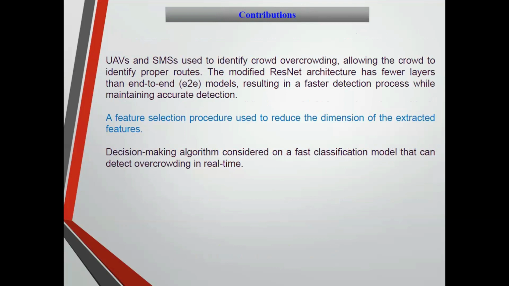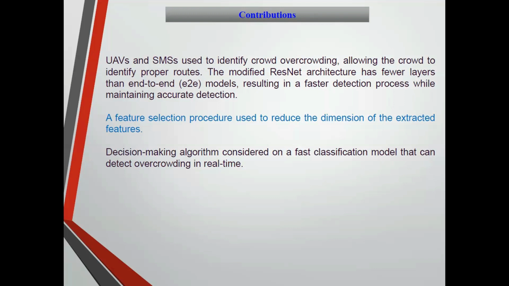Just follow minutely the motivation and contribution of this work. It is based on UAV, unmanned aerial vehicles, and a social monitoring system used to identify crowd overcrowding, permitting the crowd to identify the proper routes. We have used a modified ResNet architecture, a residual convolution network, but with fewer layers than end-to-end models, resulting in a faster detection process while maintaining accurate detection.